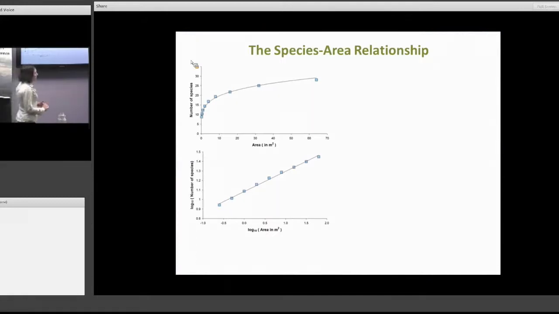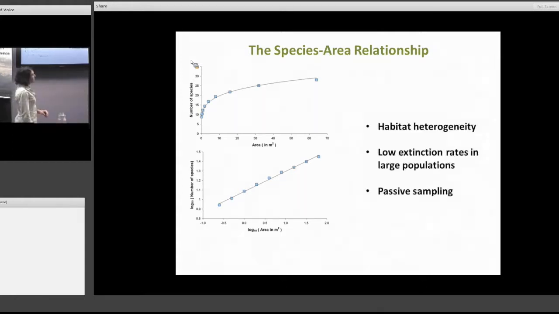So as you might know, one of the oldest relationships in ecology is the fact that the more area you sample, the more species you get. You can view this as a saturating curve or as a straight line on a log-log scale. And there are a number of different reasons why you might see this kind of relationship: habitat heterogeneity, low extinction rates in large populations, as well as passive sampling.